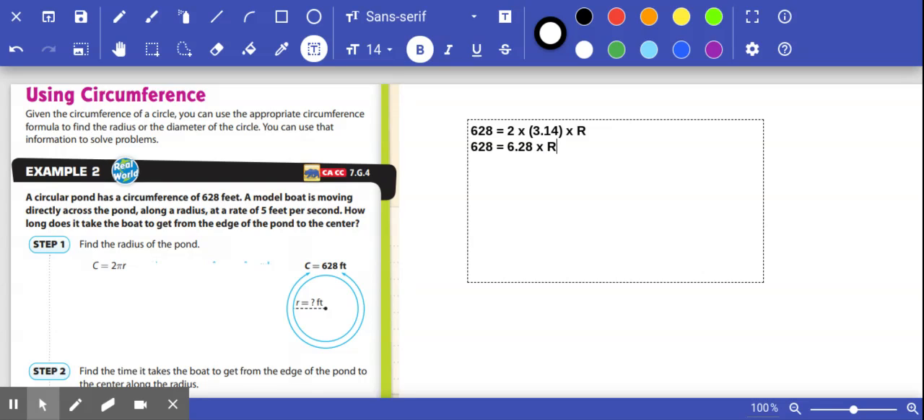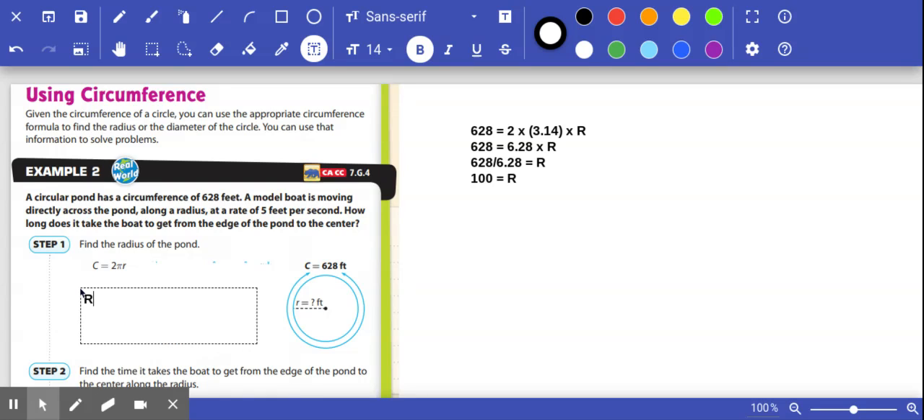And so what we see is that since it's multiplying, to get r by itself so that we can figure out what the value of r is, we're going to have to divide by this number to get rid of it. So let's divide both sides by 6.28. So 628 divided by 6.28 is equal to r. If you grab your calculator, we can figure out that the answer is 100 equals r. So let's write it over here. That makes the radius equal to 100 feet.